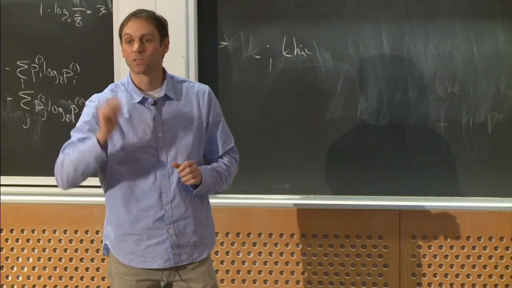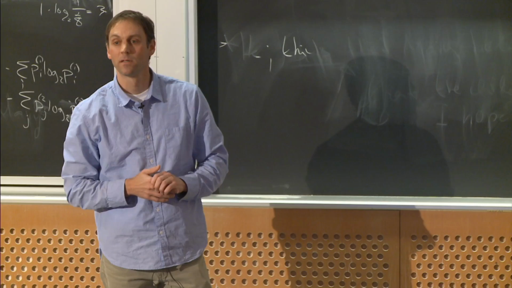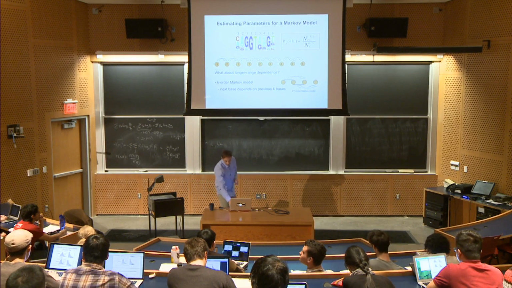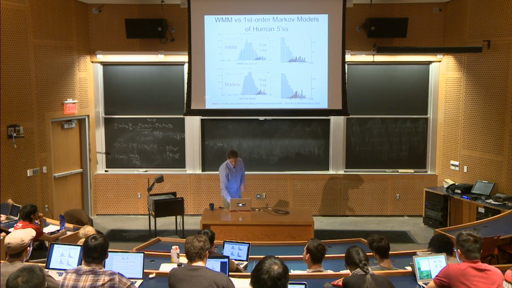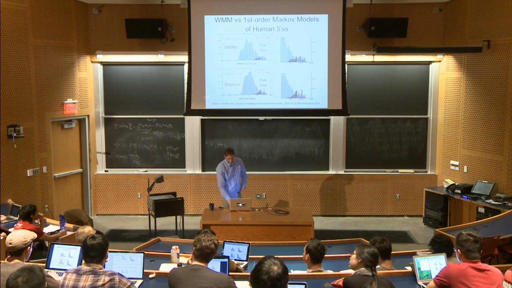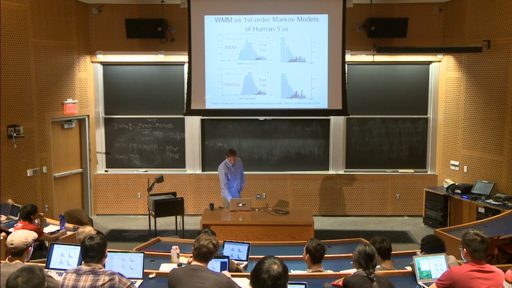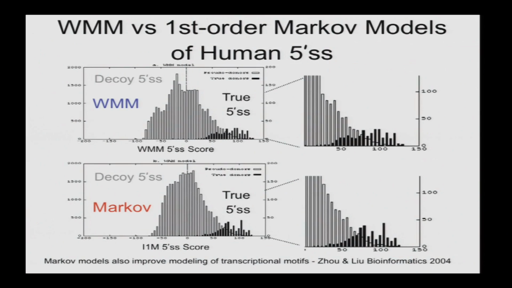So question first. Yeah. Go ahead. In the previous slide, you're comparing the first order Markov models with WMM. What is WMM? Weight matrix or position-specific probability matrix. Just a model of independence between the positions.